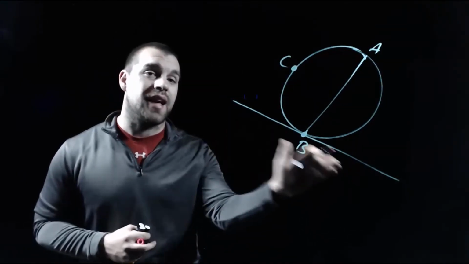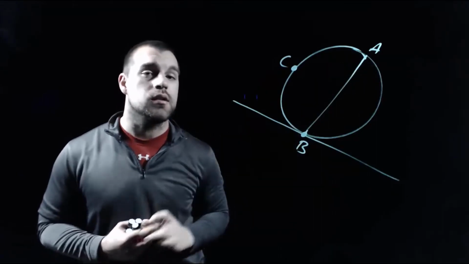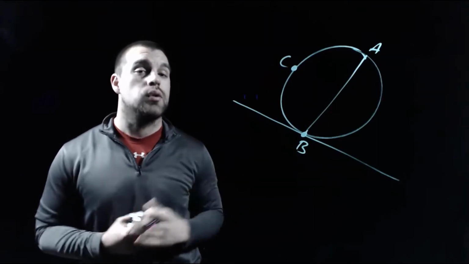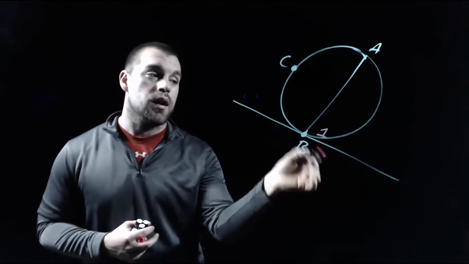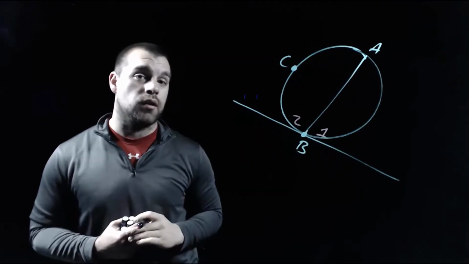So in this picture, we've got a tangent line and a chord intersecting at point B. Now this creates two angles. I'm going to label the angle on the right-hand side angle 1, and the angle on the left-hand side I'm going to call angle 2.